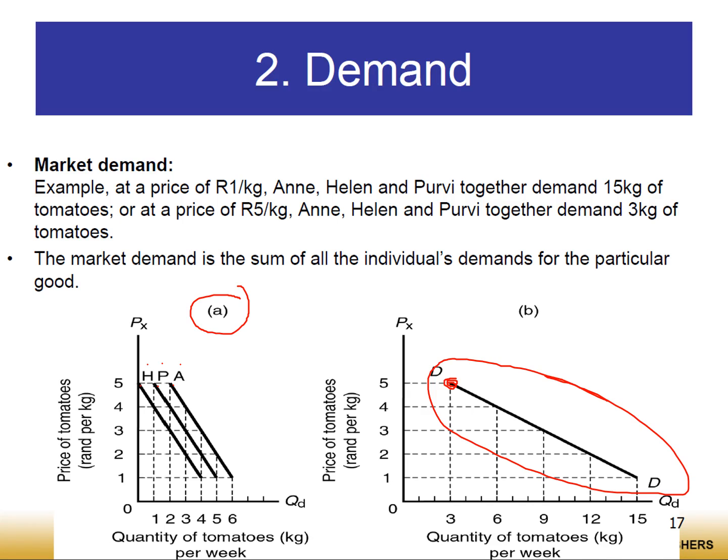If we consider the price 1, Helen's demand is 4, Purvi's is 5, and Anne's is 6. That gives us a total market demand of 15 at a price R1 per kilo. And of course, given that we are dealing with linear functions here, all we need is 2 points to draw a market demand schedule, as illustrated on the bottom right.